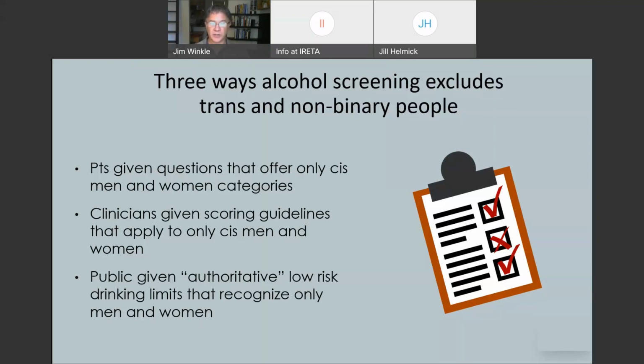to the whole population. You don't have to go to your doctor to feel discriminated against when you fill out these tools. Just being a US citizen and receiving a public health message, unfortunately, excludes this population. So these are the three ways, unfortunately, we exclude people.